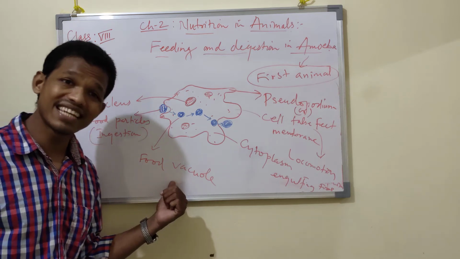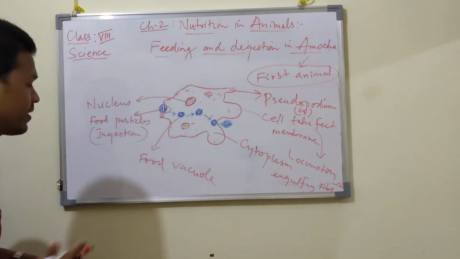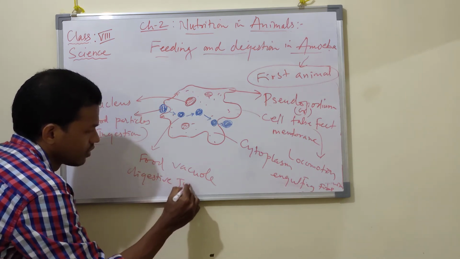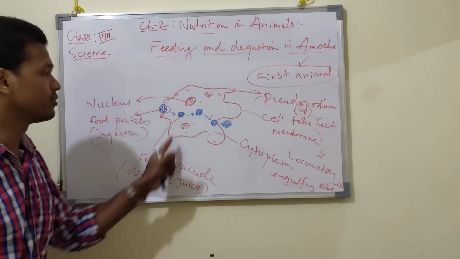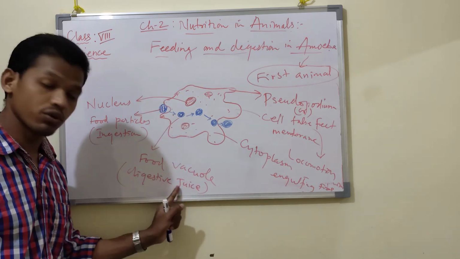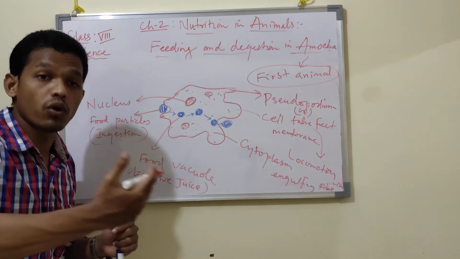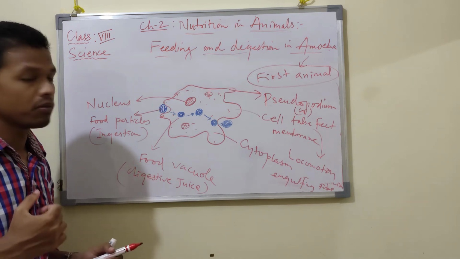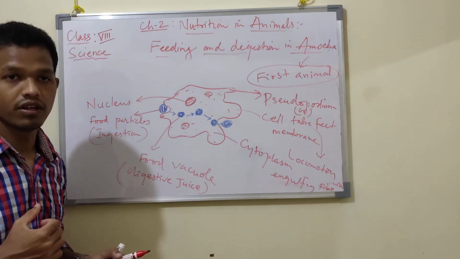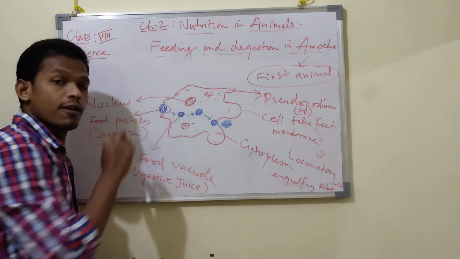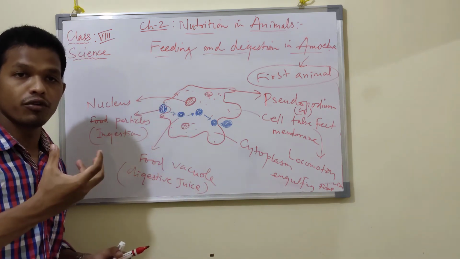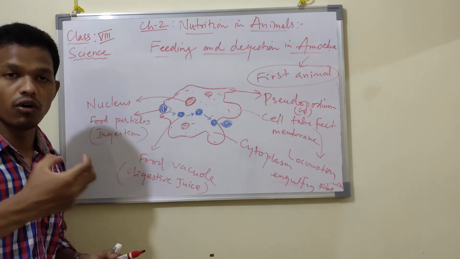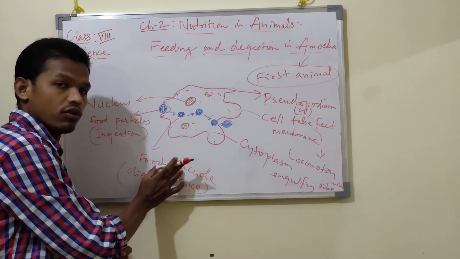Inside this food vacuole, they will secrete some digestive juice on the food. This digestive juice will act on the food, and the amoeba will absorb some nutrients which are required by its body. So this digestive juice acts on the food vacuole. Then the engulfed food gets digested, and the nutrients are absorbed.